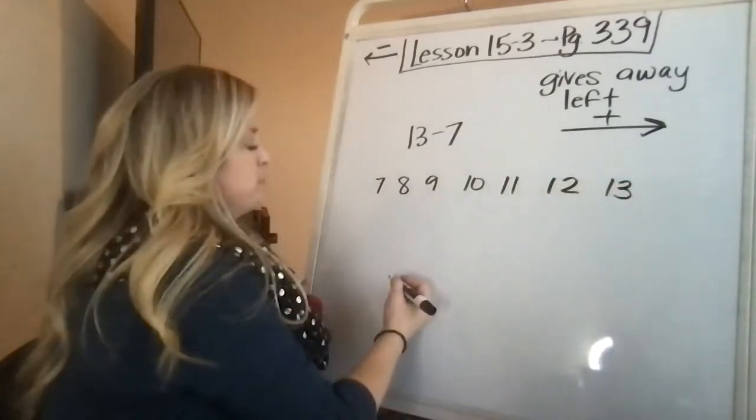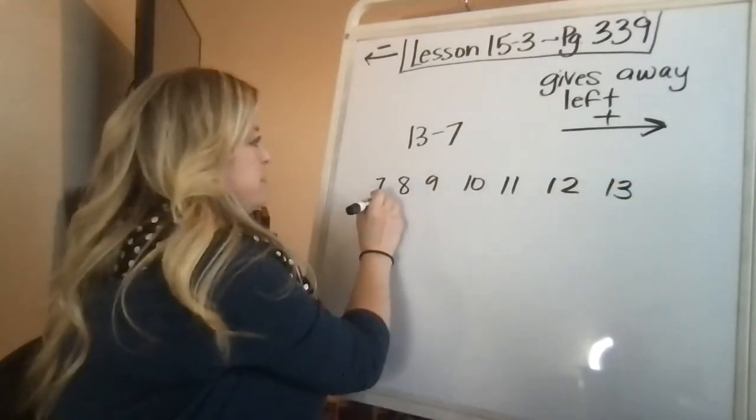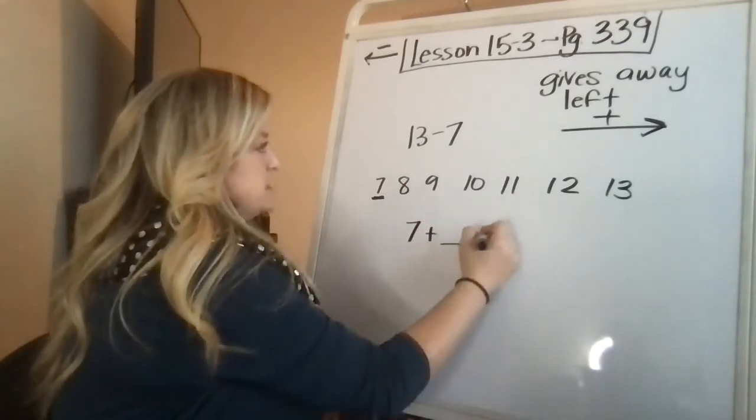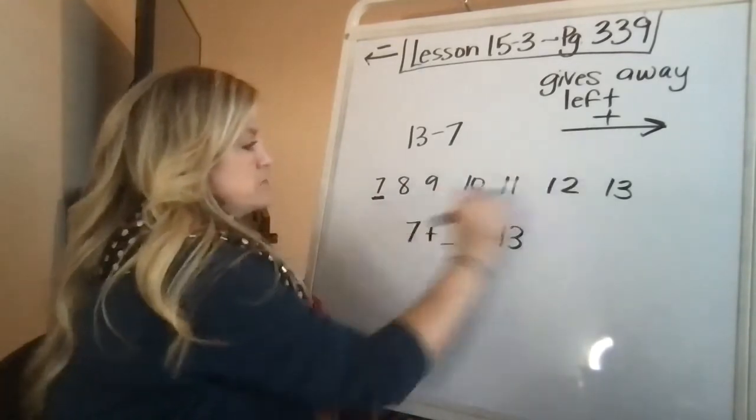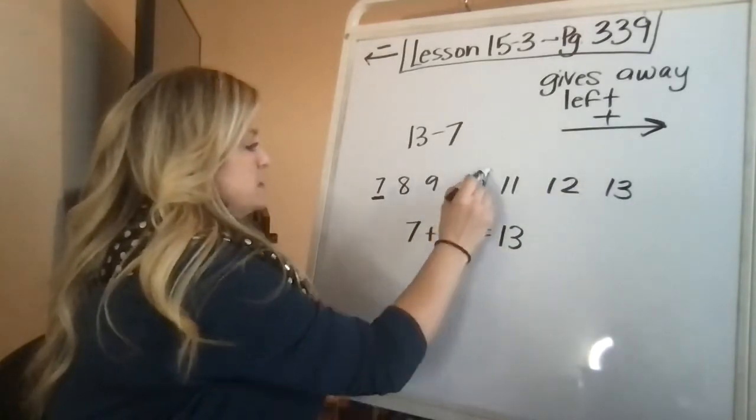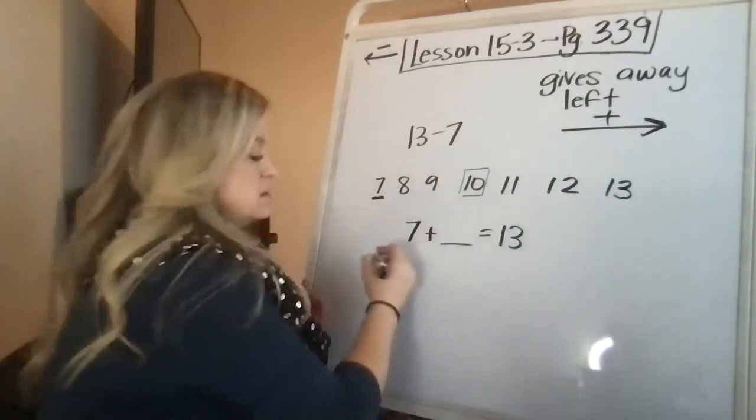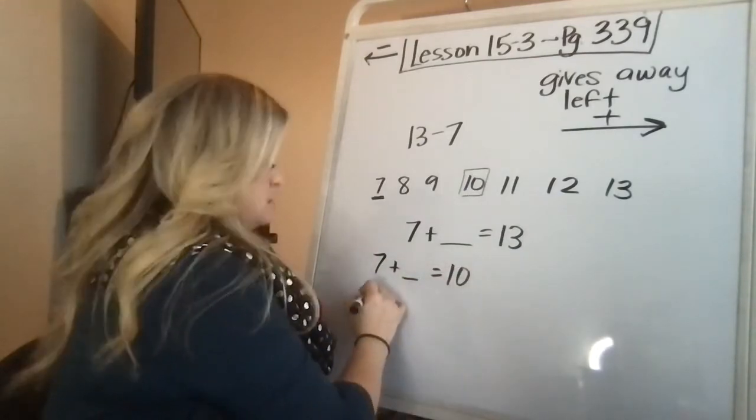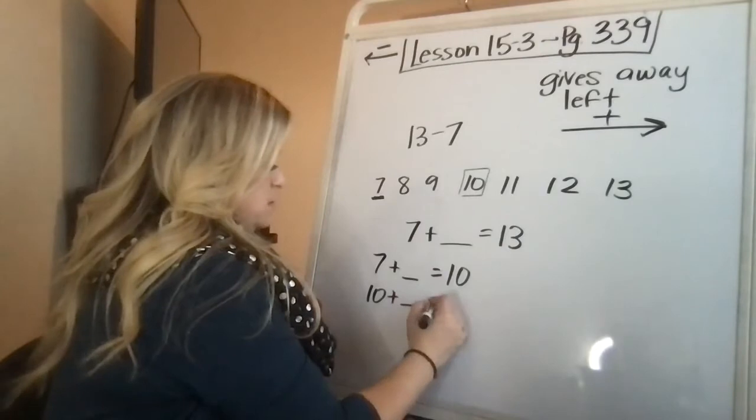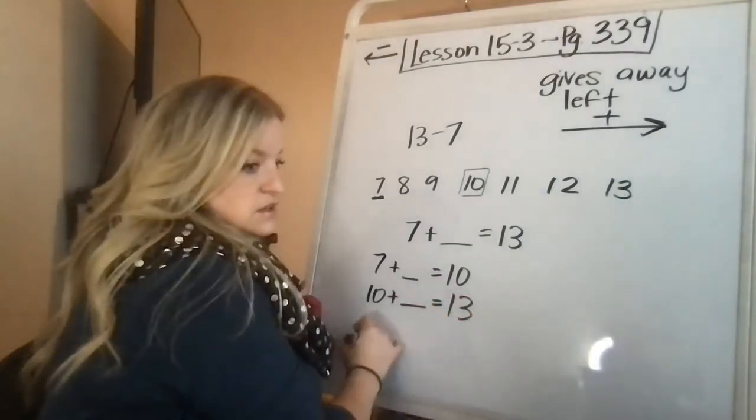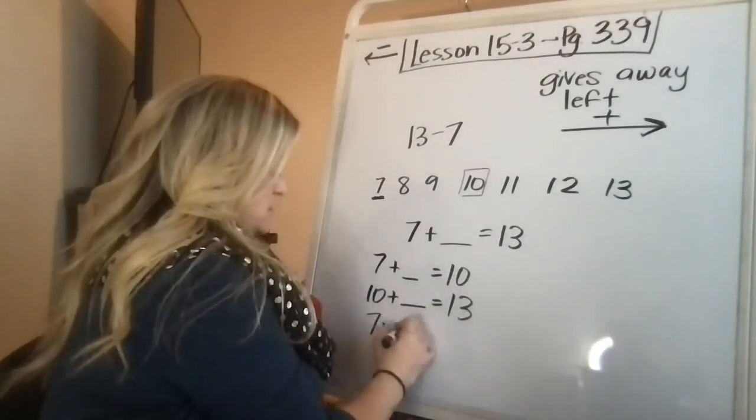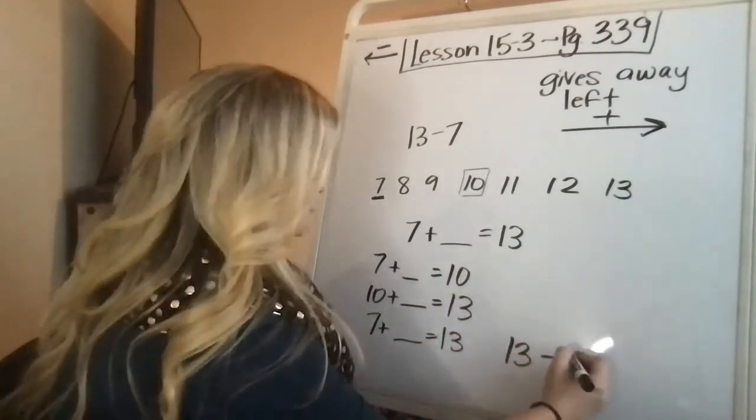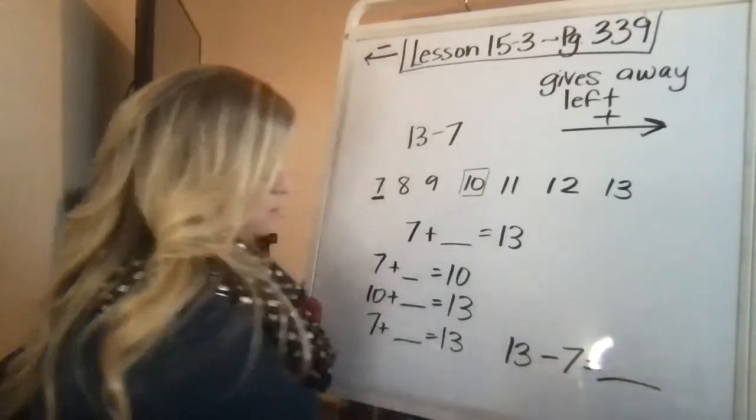13. Okay. I'm going to start out at 7, remember, because I'm doing 7 plus, I don't know how many jumps gets me to 13. I'm adding, so I'm going to move to the right. I'm going to stop at 10 because the book says 7 plus blank equals 10, and 10 plus blank equals 13. So 7 plus blank equals 13, and 13 minus 7 equals blank.